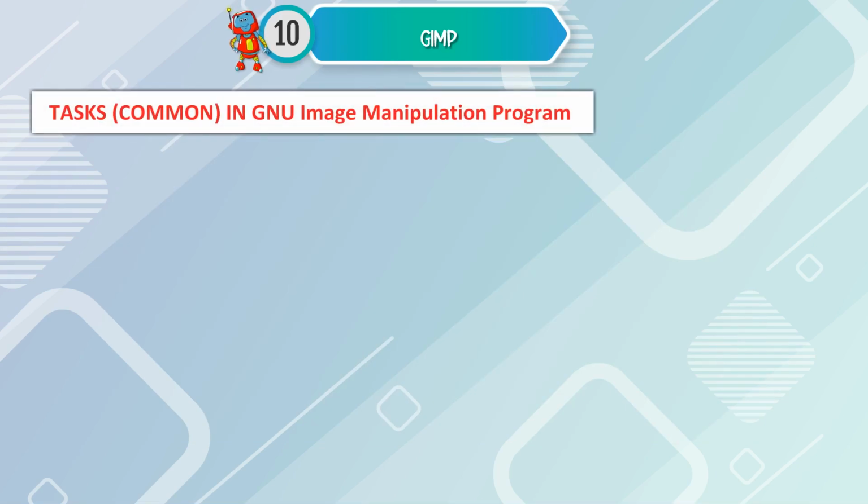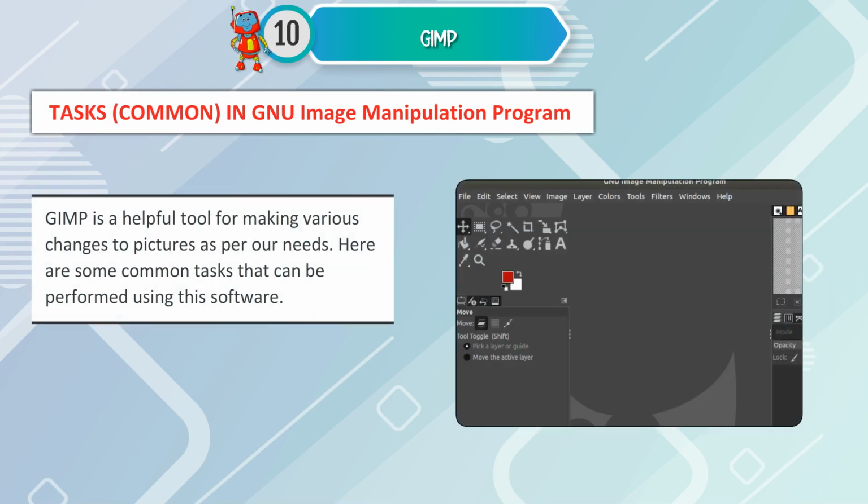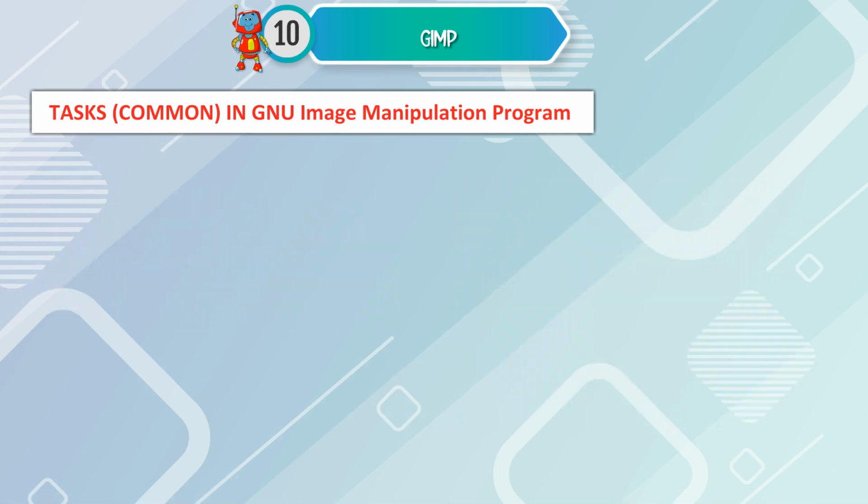Tasks common in GNU Image Manipulation Program. GIMP is a helpful tool for making various changes to pictures as per our needs. Here are some common tasks that can be performed using this software.